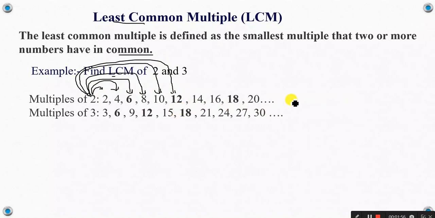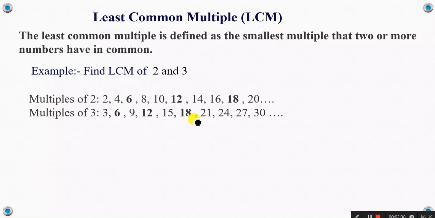The multiples cannot go on forever, so we stop by writing only some of the multiples of a given number. Multiples of 3 are these. From this, the common multiples of 2 and 3 are 6, which is found in both, 12, which is a multiple of 2 and a multiple of 3, and 18 also the same. From these, the least one is 6, so we select the least common multiple like this.